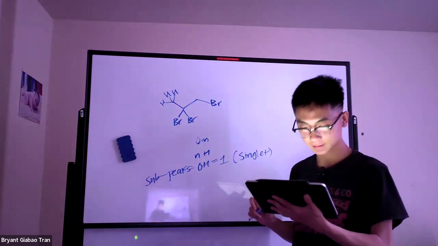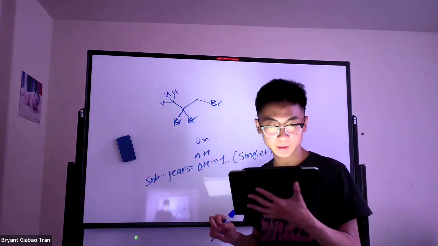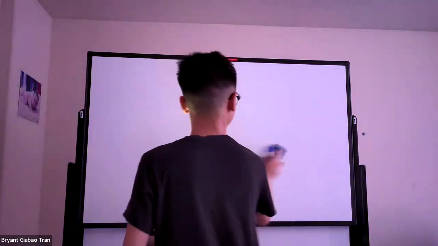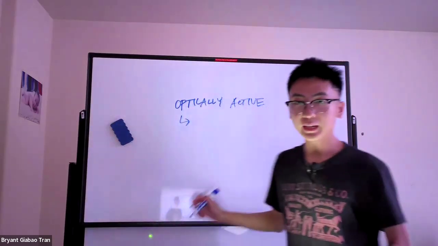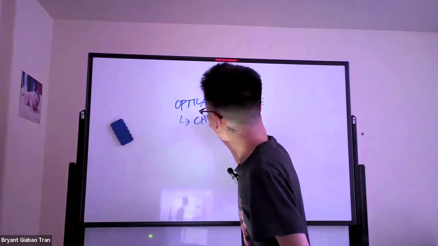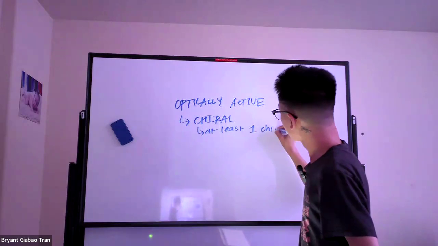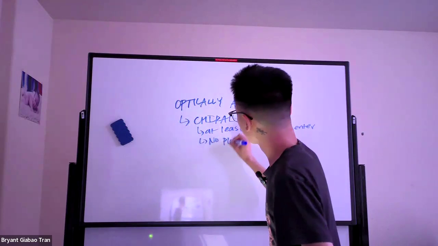Yeah, next. Okay, so this is asking which of the following compounds is optically inactive. What does it mean for something to be optically active? So for something to be optically active, another way of saying that is that it has to be chiral. And for it to be chiral, it needs to have at least one chiral center and no plane of symmetry.